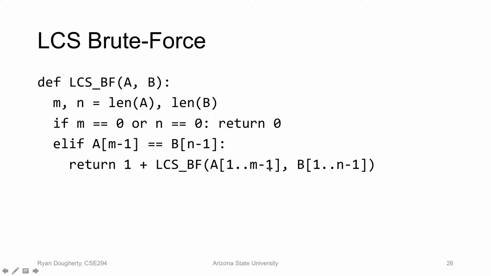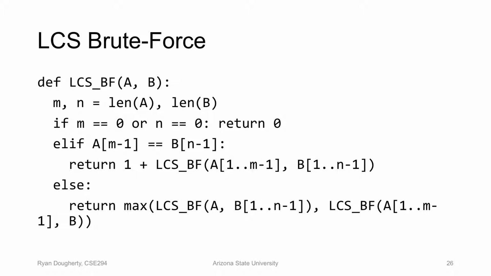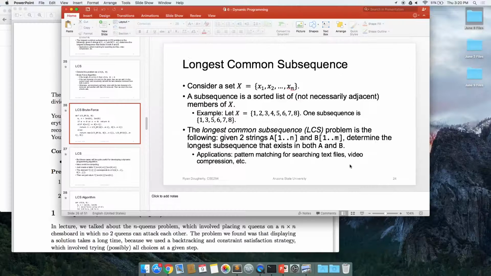So I go all the way, the last M-1 characters and the last N-1 characters of A and B. So I'm, in a sense, chopping off both of the strings and recursively calling on that. But otherwise, either I'm going to chop a character off B or I'm going to chop a character off A. And then I just call both of them. And then whatever the results are, I take the maximum because I want the longest common subsequence. Okay? So let's implement this.